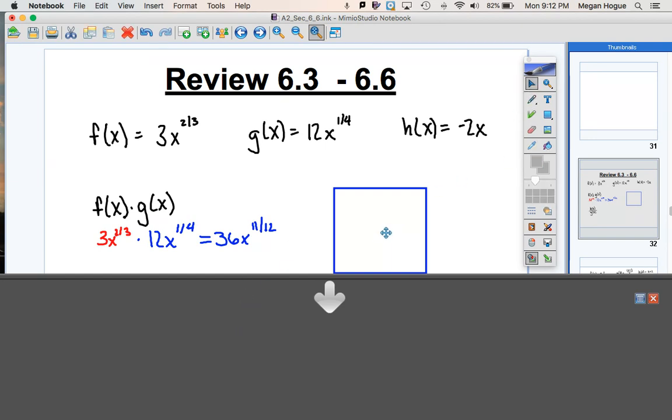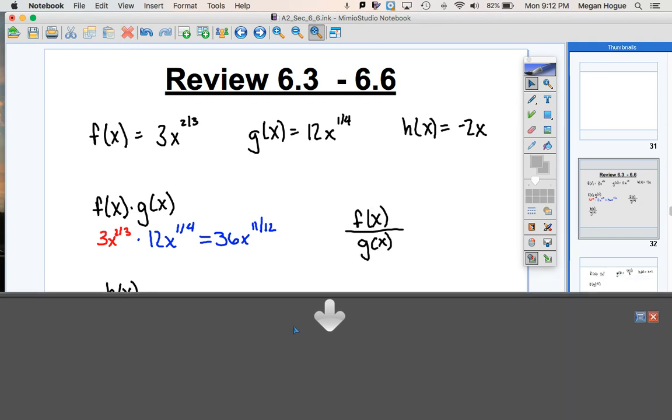Let's go ahead and let's do this one that I'd covered up, division. So for division, we've got f of x and g of x. So same two again. So we're going to do 3x to the 2/3 over 12x to the 1/4. A little sloppy there, sorry. We're going to reduce the coefficients. So both of those are divisible by 3. So we're going to get 1 over 4.